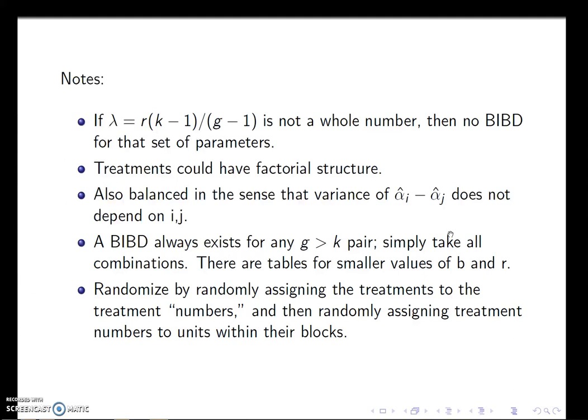So a balanced and complete design always exists for any K less than G. Simply take all the combinations. You can get tables for smaller values of B and R. It can get a little tricky, or you can get R to help you also.